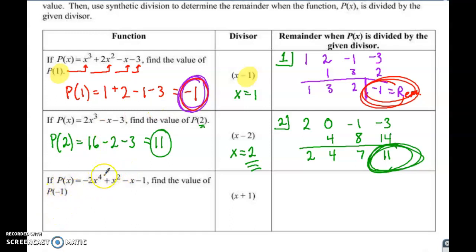Now be careful when you square or take it to the 4th power and negative, it's going to go back to being a positive version. So negative 1 to the 4th power is positive 1, so it stays negative 2.